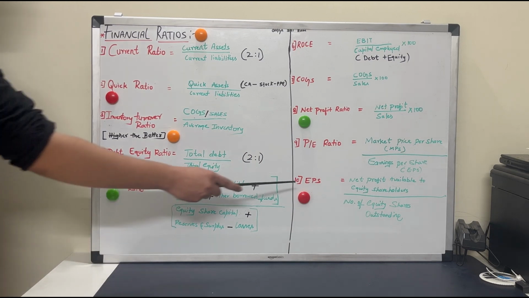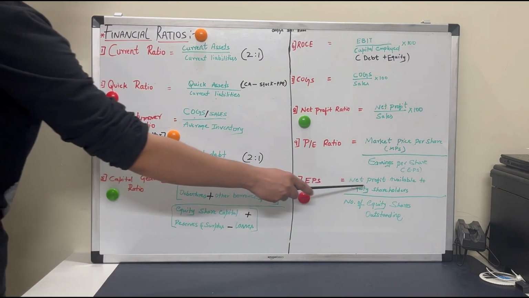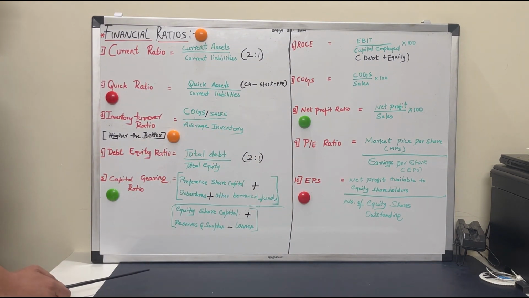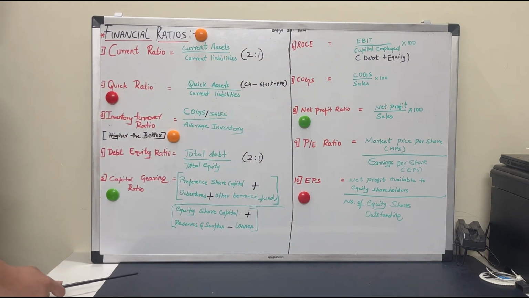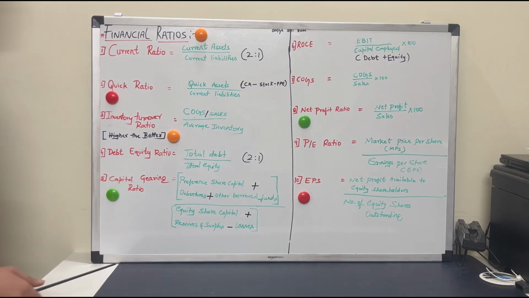Let's look at the last ratio, that is earnings per share. The formula is net profit available to equity shareholders. Now what is this amount? This is the amount a company will arrive at after deducting each and every expense, direct expenses, indirect expenses, all the fixed obligations, and after paying the preference shareholders, they will be left with some amount which will be distributed to equity shareholders, divided by the total number of equity shares outstanding in the market.